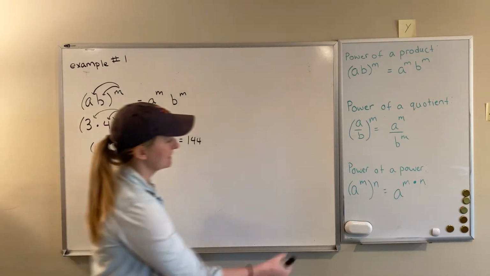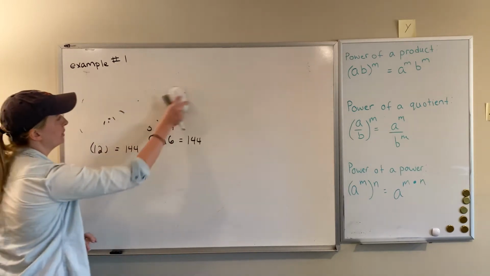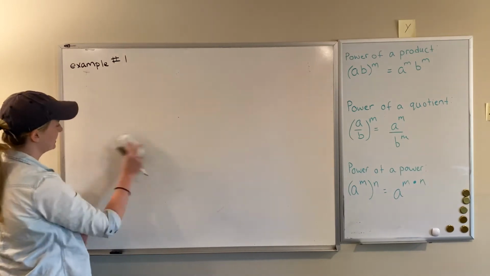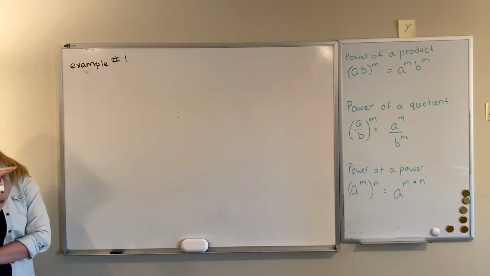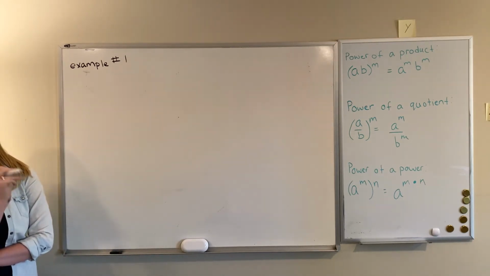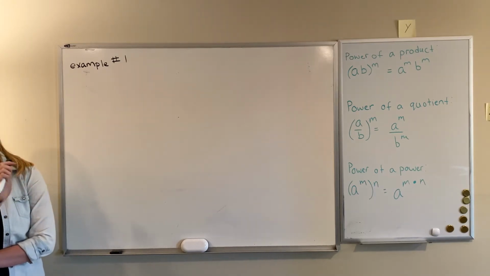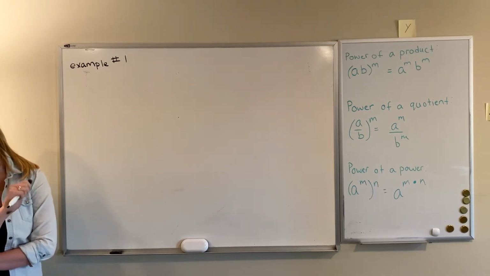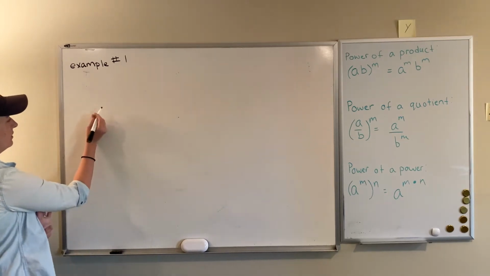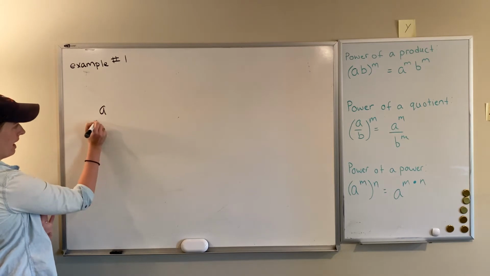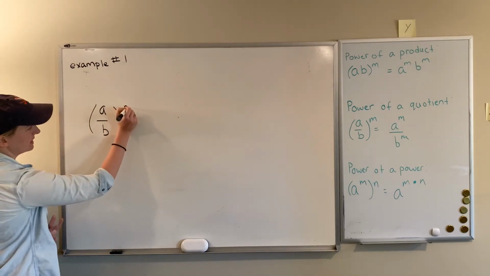And then the second rule they give us is the power of a quotient property. Quotient tells you division, power tells you you have an exponent. So in words, to find the power of a quotient, the power of something being divided, find the power of the numerator and the power of the denominator and divide. And then they give you a over b raised to the power of m.